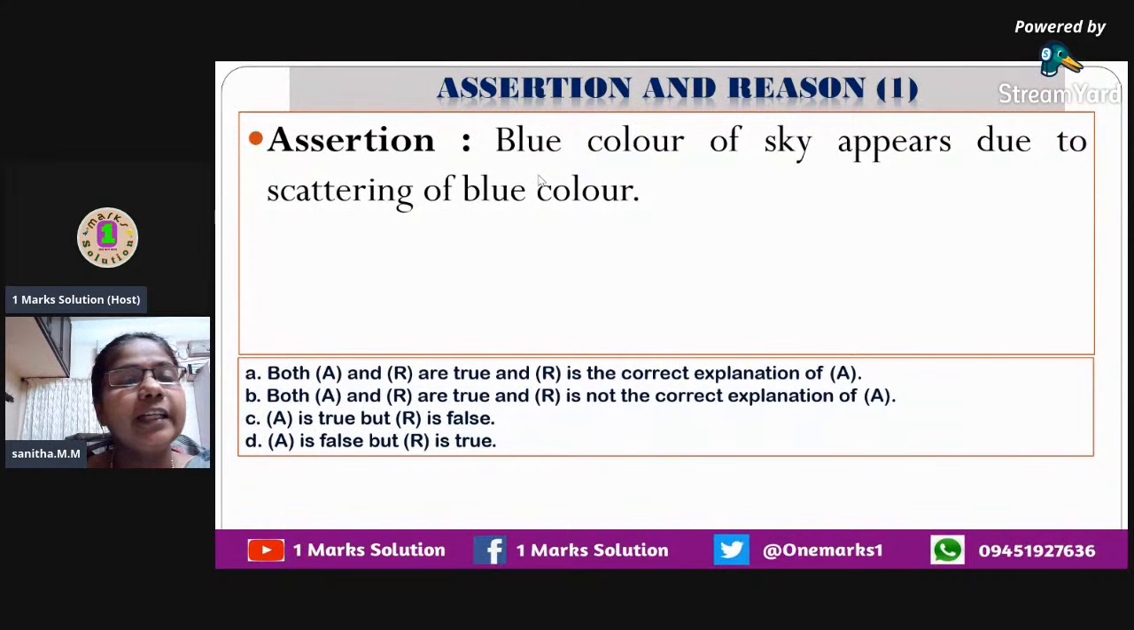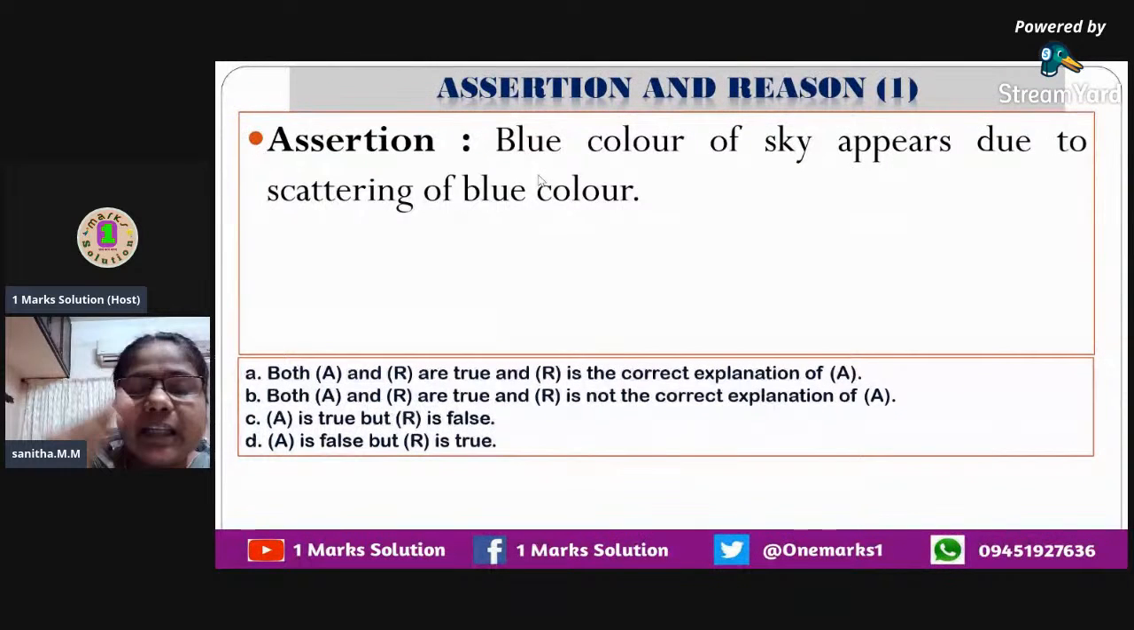First of all, let us start with the assertion: blue color of the sky appears due to scattering of blue color. No doubt, actually, due to the scattering only we are getting the color of the sky as blue. Why is it like that? You know Rayleigh's scattering of light: the intensity of this light is directly proportional to 1 by lambda raised to 4, that is, inversely proportional to the fourth power of the wavelength. That means when wavelength increases, scattering will be less.